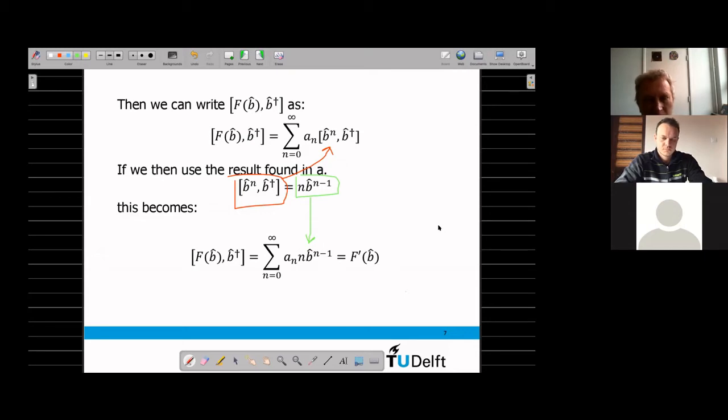Yeah, exactly. But if f is a function of b dagger, we just get the same expression as before. Yeah. Well, in this case, you could just complex conjugate it. You get what you want. Yeah, right. Okay.